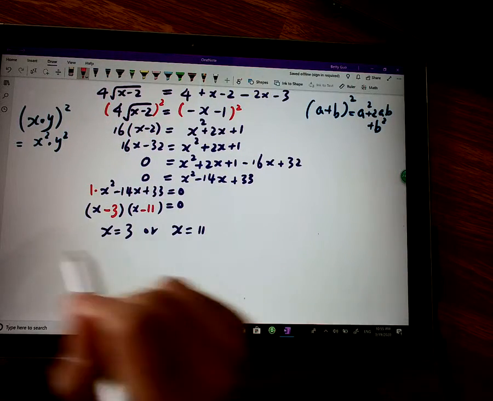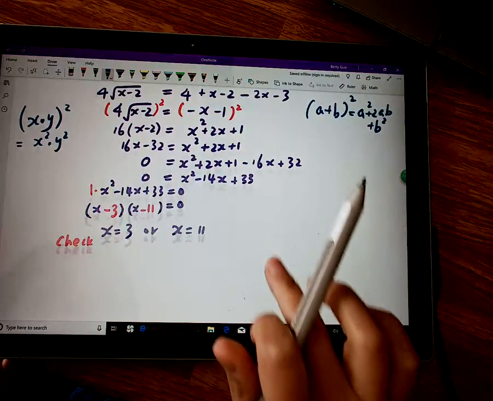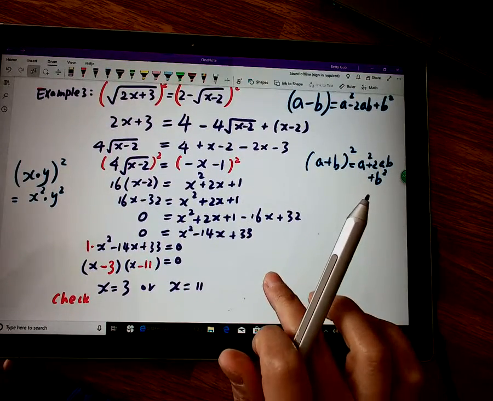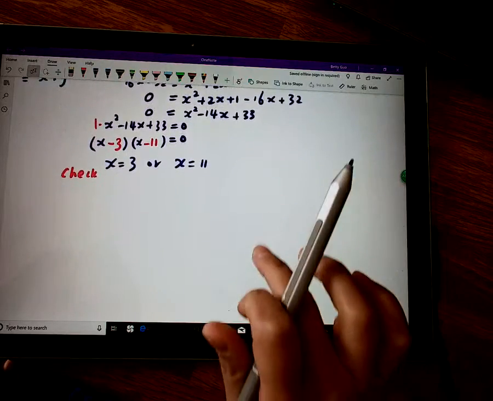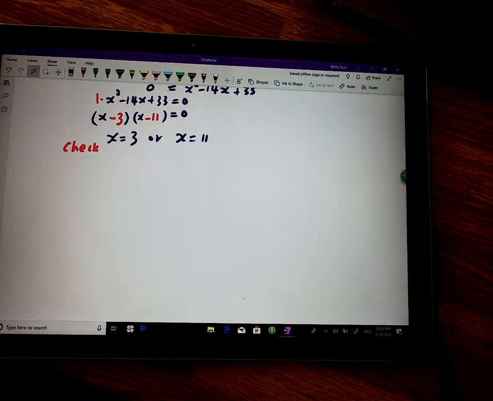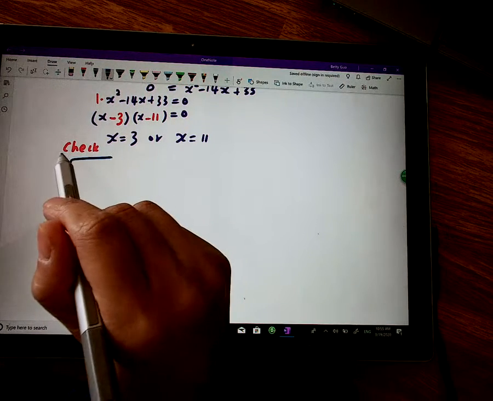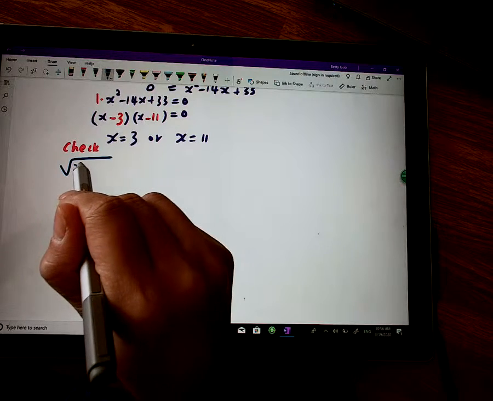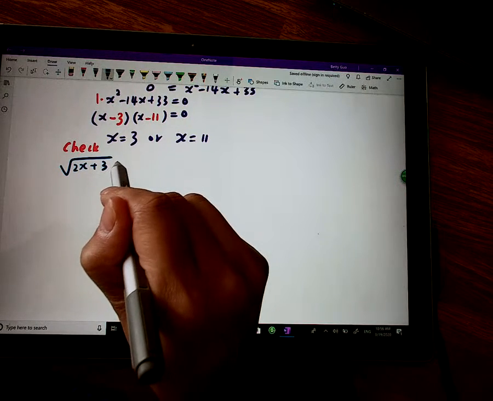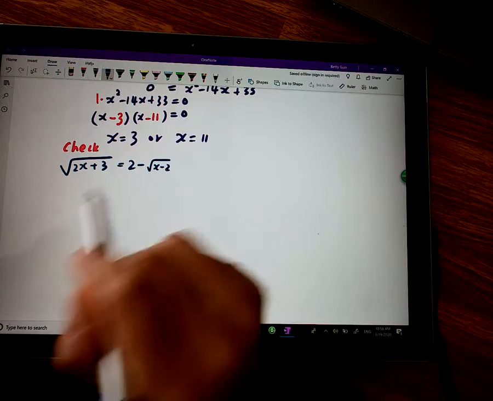Well, one more step: check. Okay, very important. This step is mandatory. If you don't have that step, you might end up with a wrong answer. We have 3 and 11, but those two are just proposed solutions. Let me copy the original equation. You can see it from the notes. Square root of 2x plus 3 equals 2 minus square root of x minus 2.